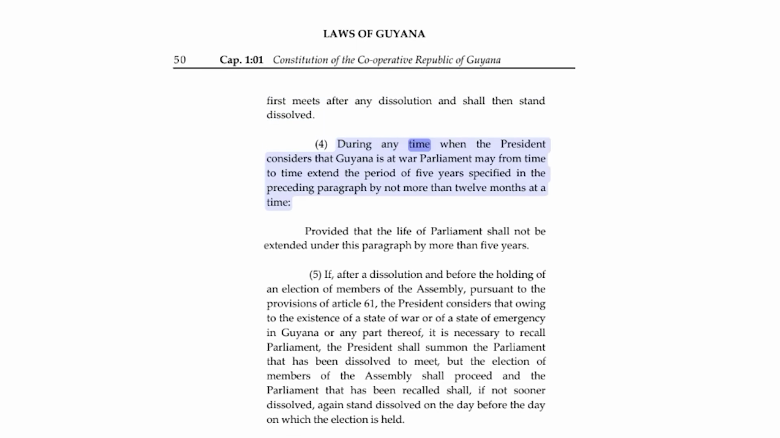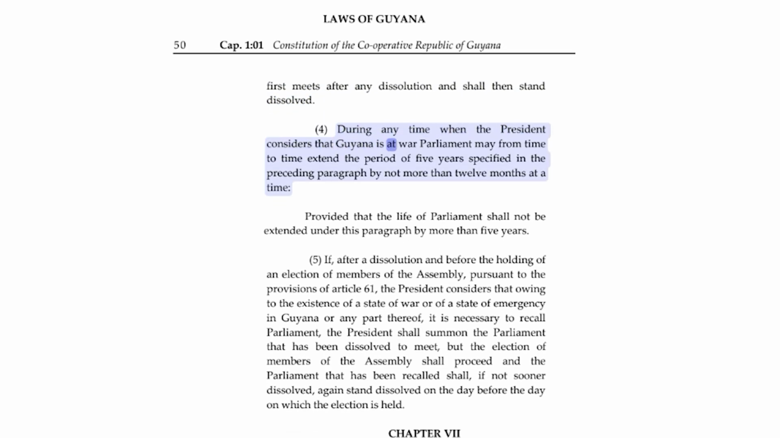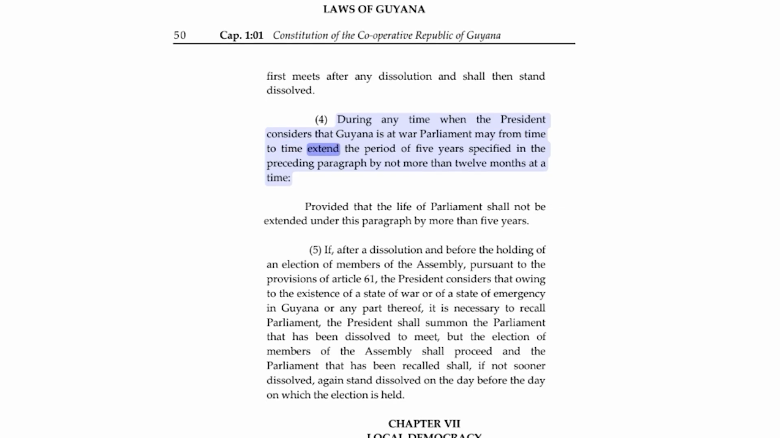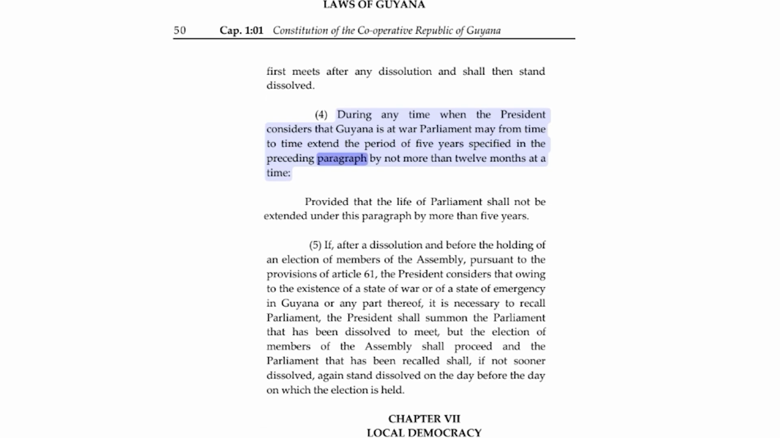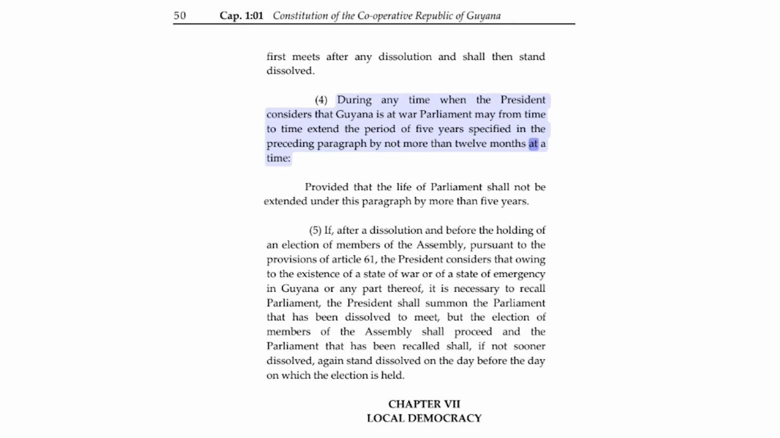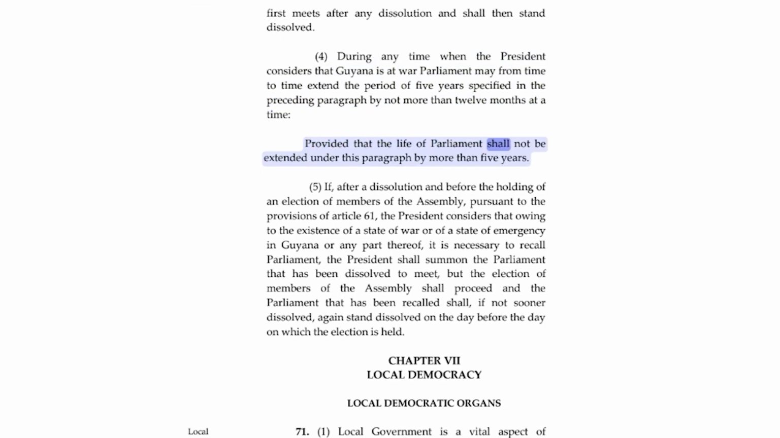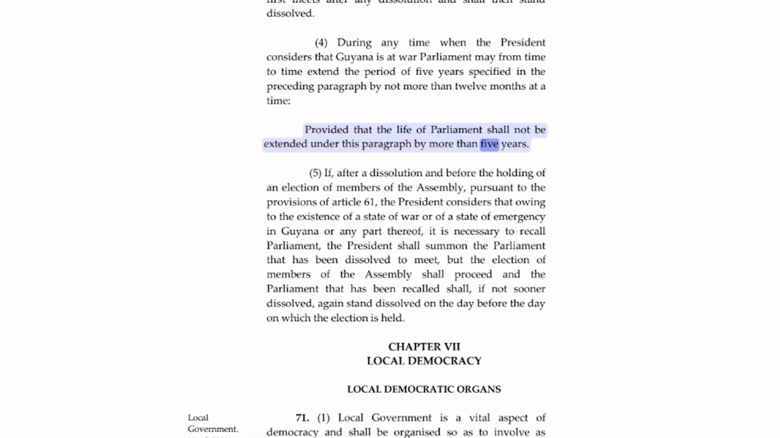4. During any time when the President considers that Guyana is at war, Parliament may from time to time extend the period of 5 years specified in the preceding paragraph by not more than 12 months at a time, provided that the life of Parliament shall not be extended under this paragraph by more than 5 years.